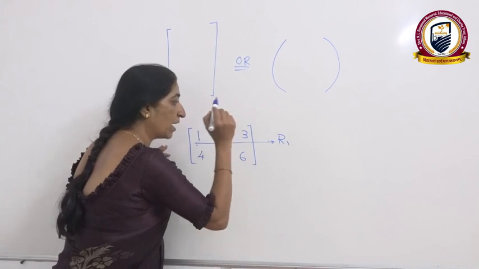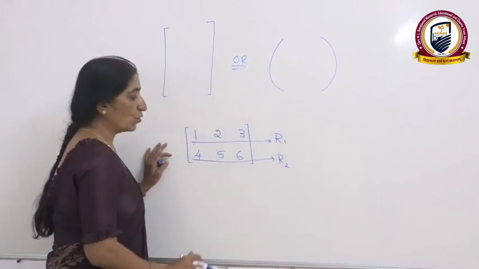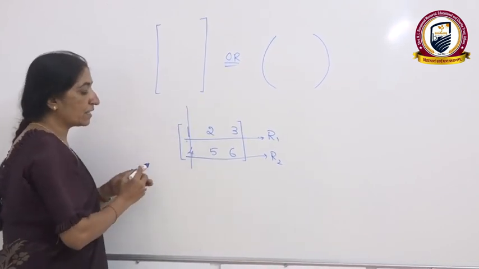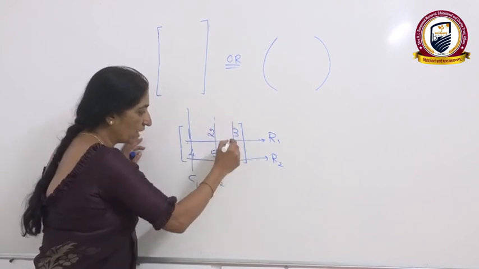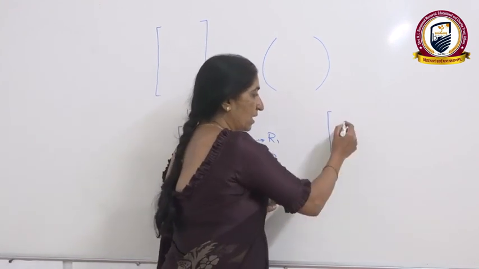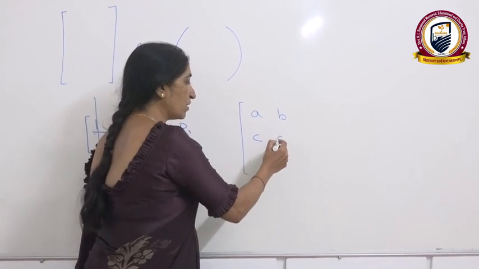Let us call it R1. And this is the second row. Let us call it R2. They are horizontal. Now see the vertical. The vertical lines are columns: C1, this is C2, and this is C3. You can write alphabets or you can write numbers. For alphabets, use small letters.